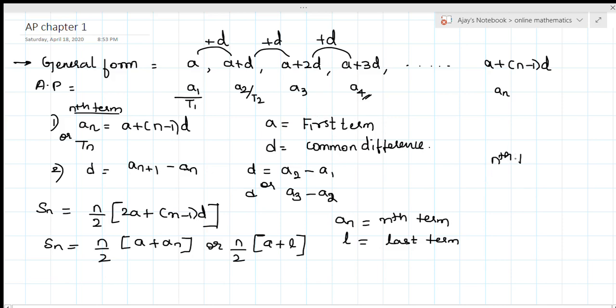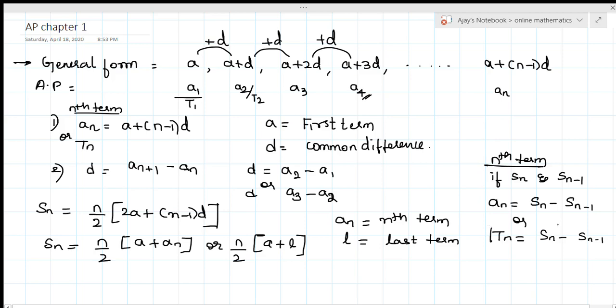And we have one more to know, to find the nth term. To find the nth term, if Sn and Sn minus 1 are given, or any formula for Sn is given, we have a formula: An is equal to Sn minus Sn minus 1, or it can also be designated as Tn is equal to Sn minus Sn minus 1. So in today's class we have learnt 3 or 4 formulas. All these formulas are important for our next class.